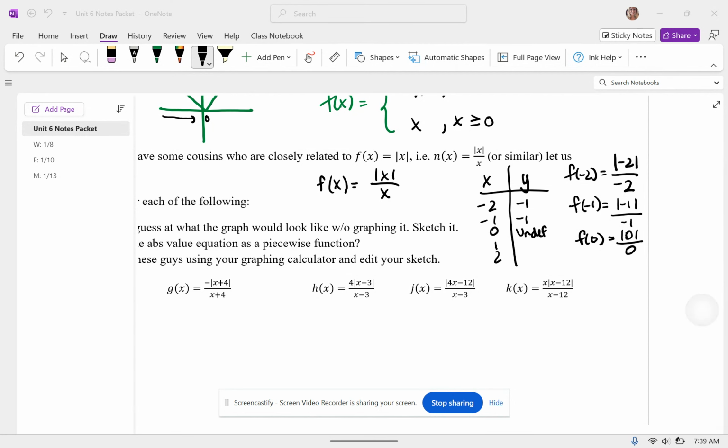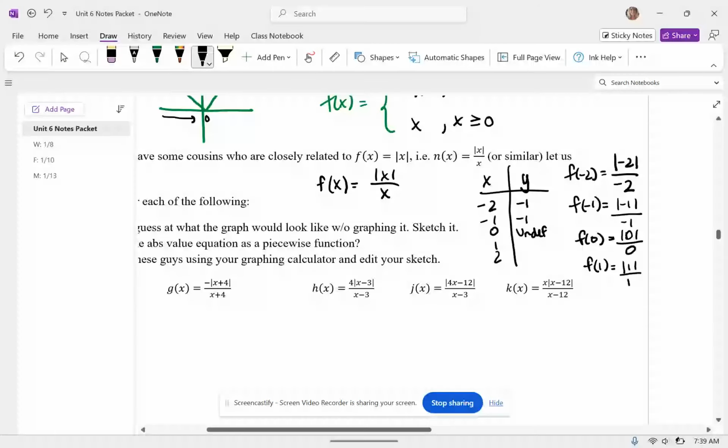Okay, so now let's put in f of 1. You're going to have the absolute value of 1 over 1. So what's going to happen for these guys? They're going to be what? Equal quantities in the numerator and the denominator, and they're both positive, so it's always going to be +1, okay?